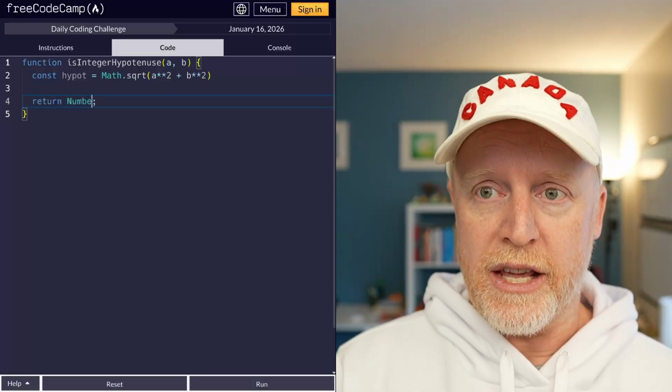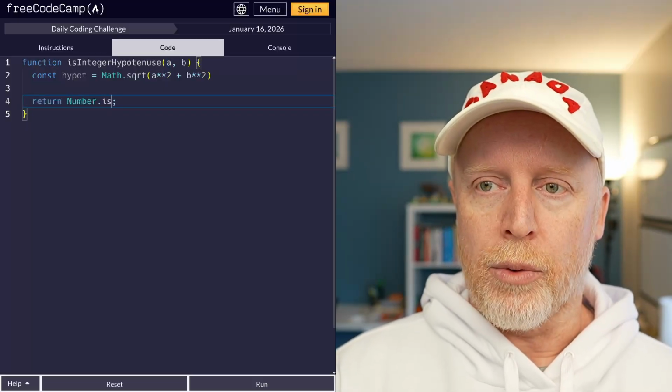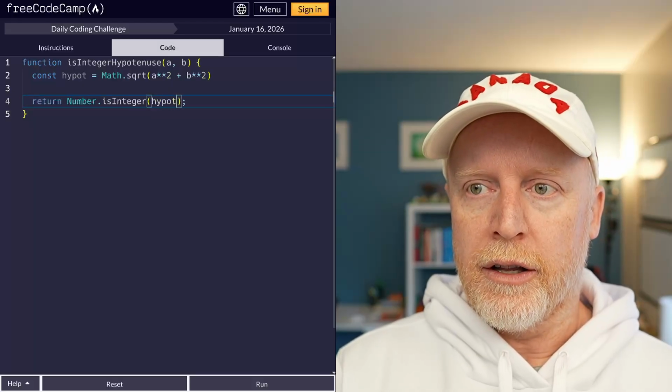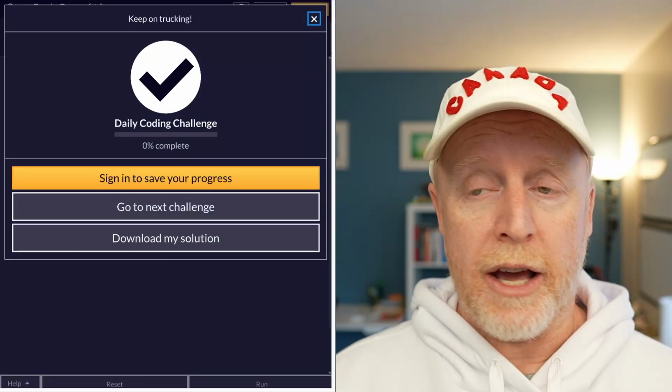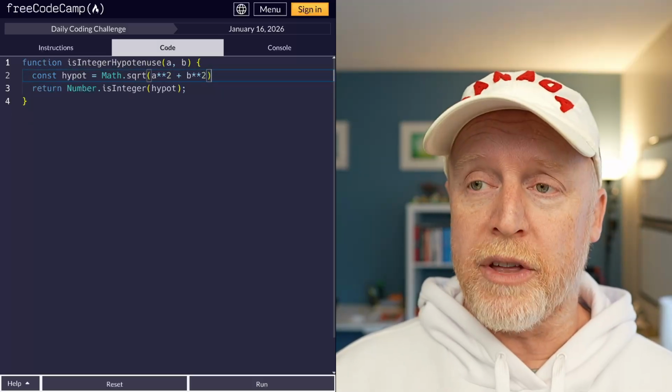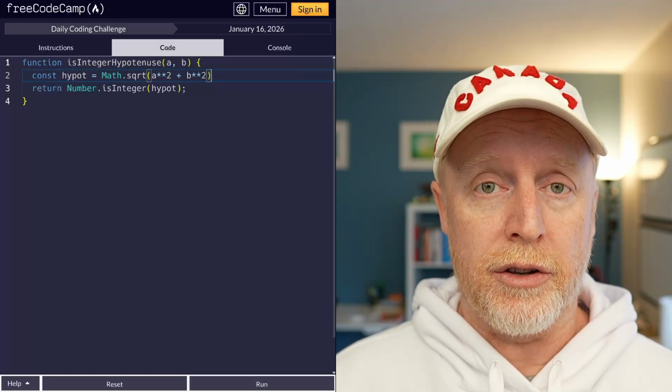And we use the Number interface for that, where we have isInteger, which returns true or false based on everything done, okay? It is a good solution, nothing wrong with it. In fact, this is the fastest solution of the two that I'm gonna do today.